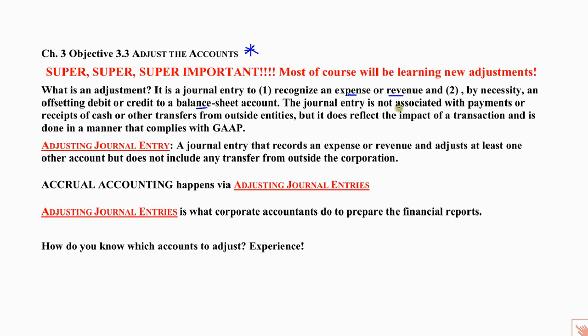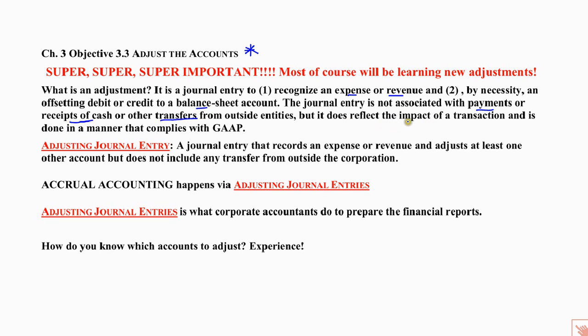The journal entry is not associated with payments or receipts of cash, so it's not part of cash accounting, or other transfers. So sometimes people don't necessarily pay with cash or promise to pay cash. They may transfer property to you that's not cash, or they may let you off the hook for a debt. So those would be what we call normal journal entries. But these adjustments have a revenue or expense, and then some other account that doesn't involve a transaction with an outside party.